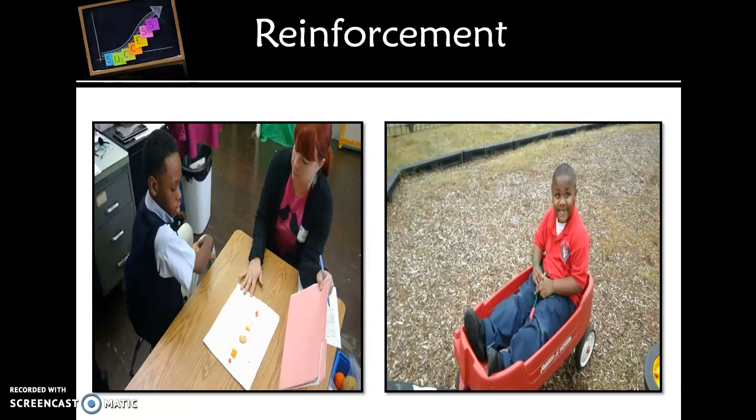Essential support strategy number 5 is reinforcement. Students with ASD may not favor typical reinforcers like most students. You may have to conduct preference assessments to determine what motivates them. This will help you as a teacher determine what to use as reinforcers. You may have a student that will work for a wagon ride, like in the picture.